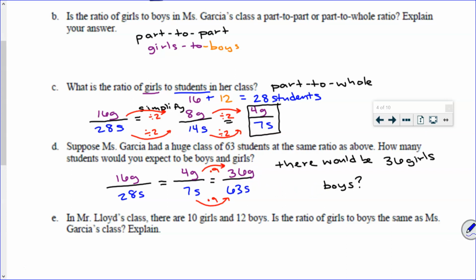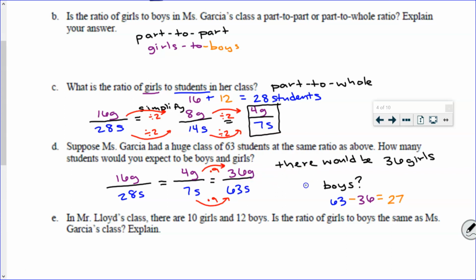Okay, and now let's come back together. If there's 36 girls, how do I use that information to find out how many boys there are going to be? Zach. Yeah, you got it. Take 63, subtract 36. The total number of students minus the number of girls is going to be equal to the number of boys, and that number is 27.